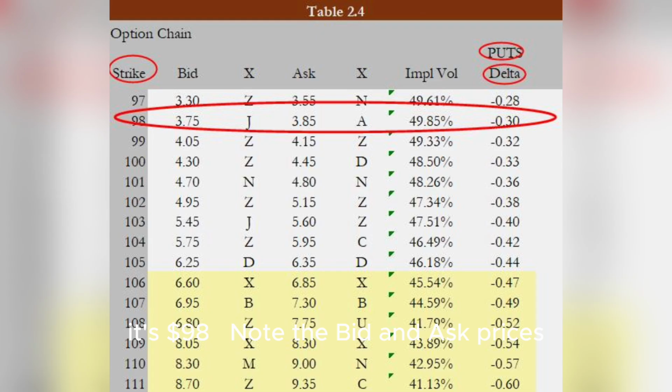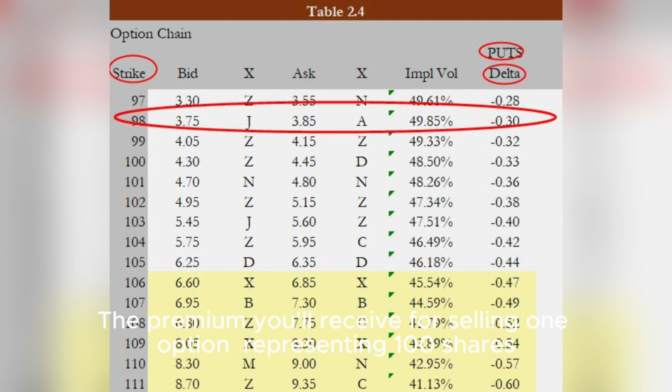Note the bid and ask prices. The bid is $3.75 and the ask is $3.85. Use the average of $3.80 as your target. Premium you'll receive for selling one option representing 100 shares is $380.